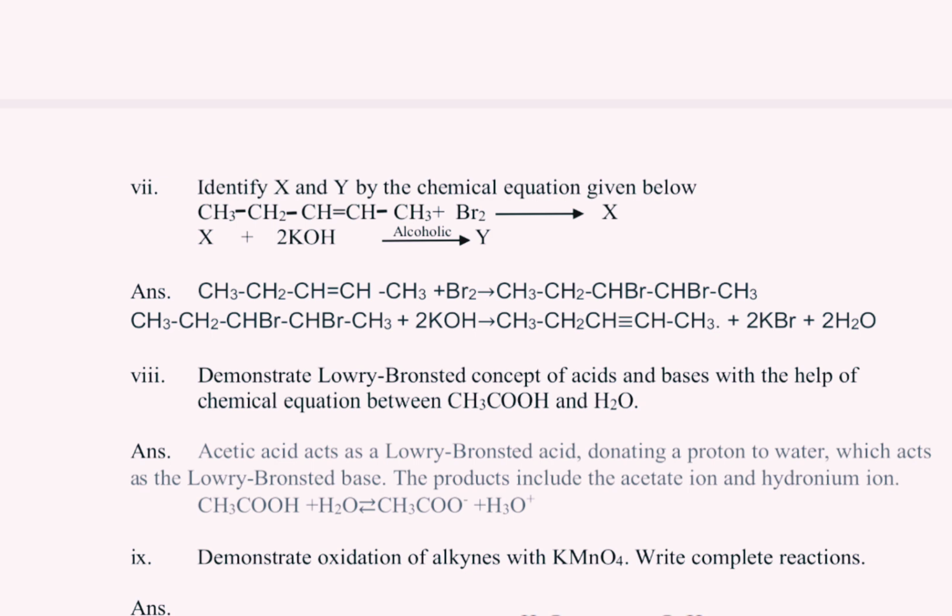First the double bond forms, and then it generates a single bond. You can show it in two steps, or you can do it in a single step as well.